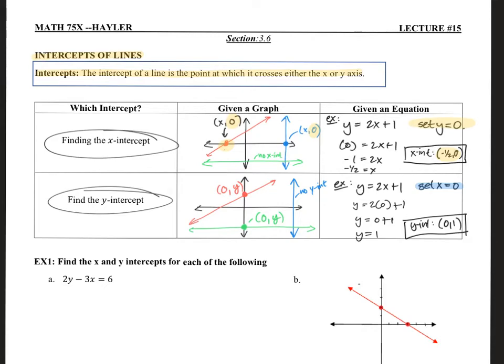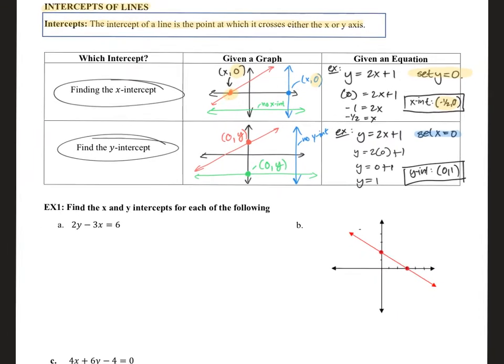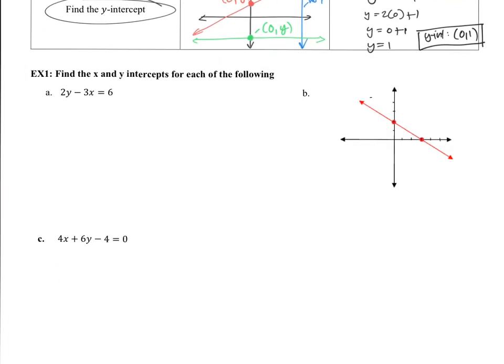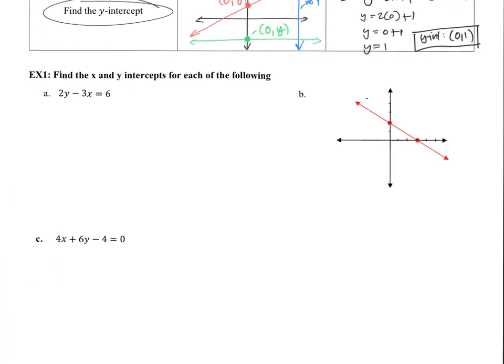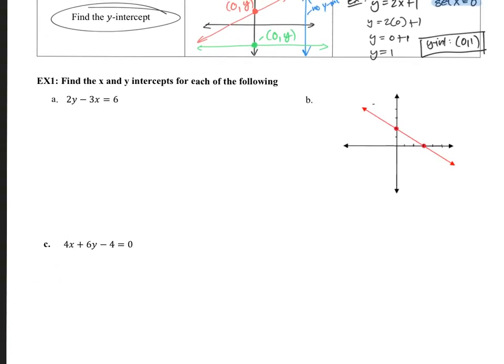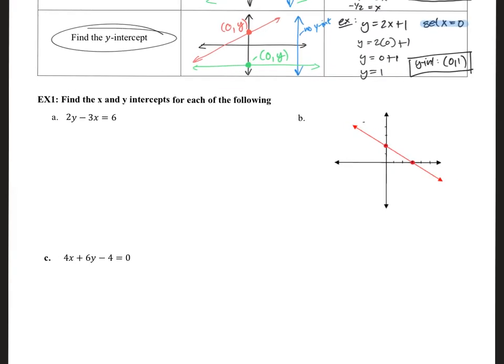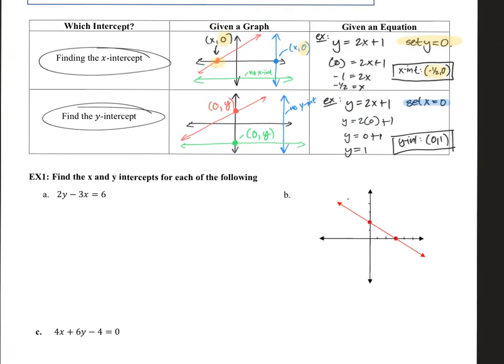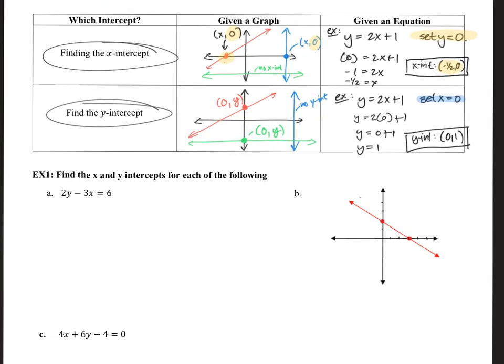Alright, let's move on to the next example. Or actually, let's move on to the first example, which is find the x and y intercepts for each of the following. Well, for A, we're given an equation, which means we're going to be using these steps here. To find the x, set y to 0. To find the y, set x to 0.